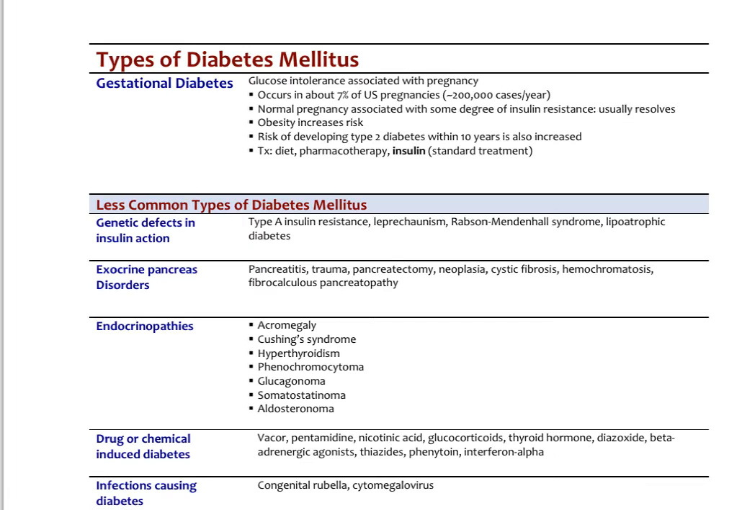So that's 2 less common types of diabetes, but 2 important types you should know about: LADA and the different types of MODY. Finally, of the most common types of diabetes, I'll talk about gestational diabetes, and this is glucose intolerance associated with pregnancy. It occurs in about 7% of all U.S. pregnancies. It's around 200,000 cases a year. Typically we see some insulin resistance in pregnancy, which normally resolves. We think this has to do with the hormone variations as well as other factors secreted by the placenta during pregnancy. Obesity increases the risk of gestational diabetes, and women who develop gestational diabetes are then at higher risk after pregnancy within the next 10 years of developing type 2 diabetes.